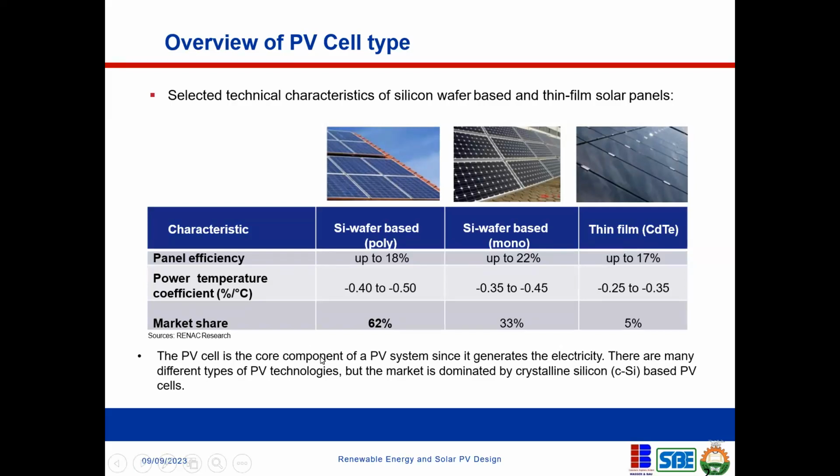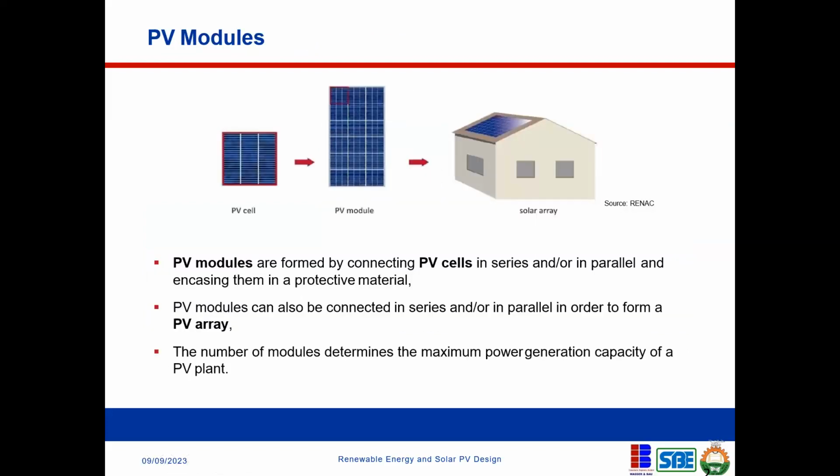So the PV cell is the core component of a PV system, since it generates electricity. There are many different types of PV technologies, but I've already explained that, so let's move ahead. The PV panel that we know today is made up of PV cells. The small boxes that you see here are the PV cells, okay? When you put these PV cells into a panel, you form what we call the PV module. When you combine several PV modules, you form what we call the PV array.